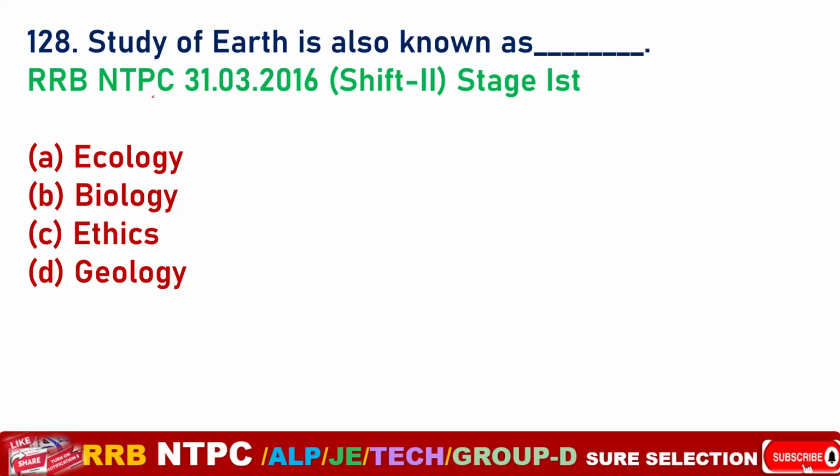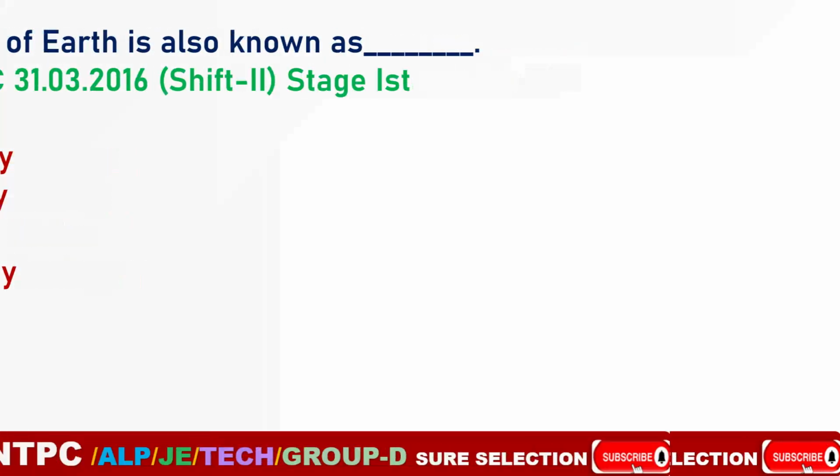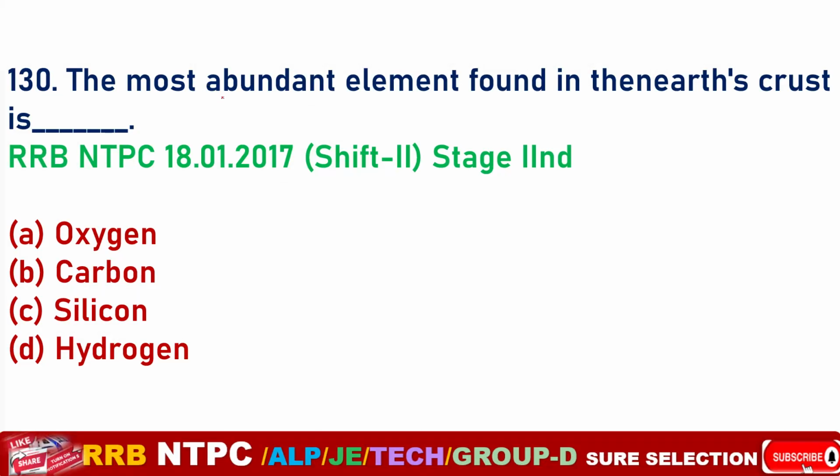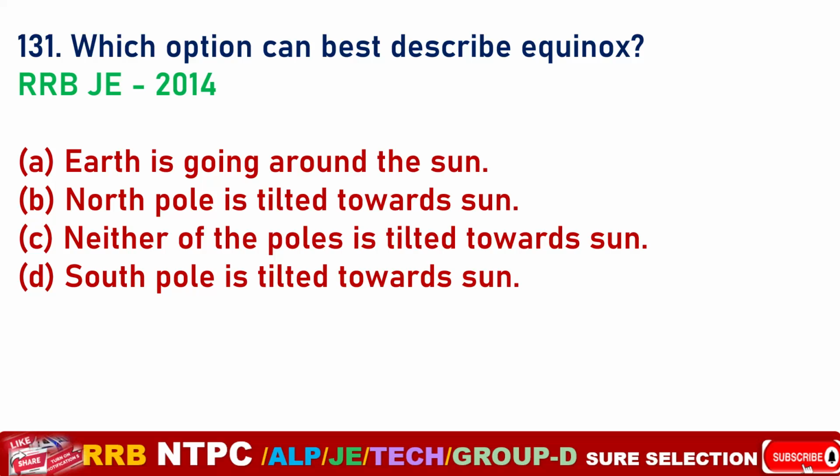The study of the earth is known as geology. The most abundant element found in the earth's crust is, as I said, oxygen. Which option can best describe equinox? The next chapter, and the next topic, is latitudes. So we'll discuss latitudes now.